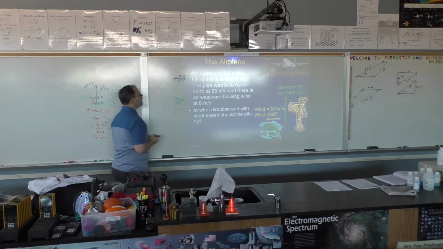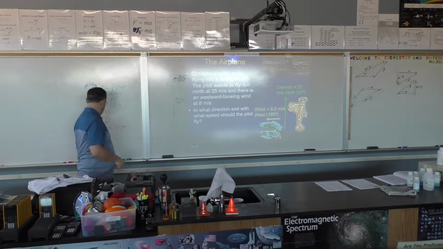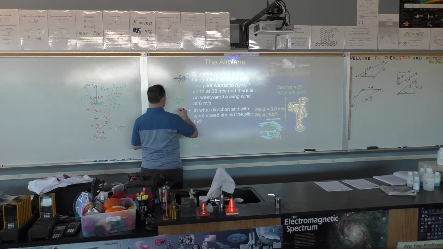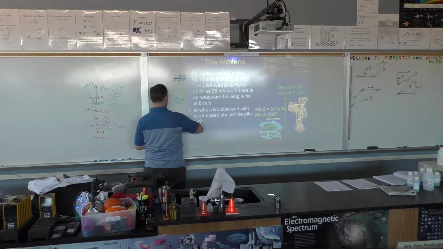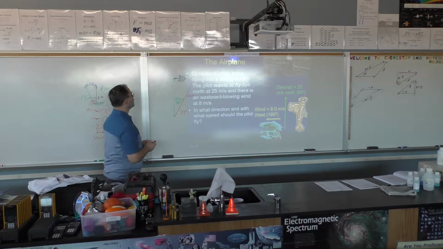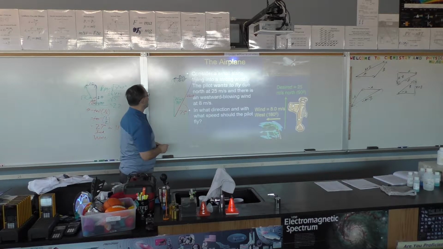Okay, so how should we fly, Daryl? You should fly 72.3 degrees at 26.35 meters per second. So we want to fly 73 degrees at how fast? 26.3 meters per second. 26 meters per second. That's right.